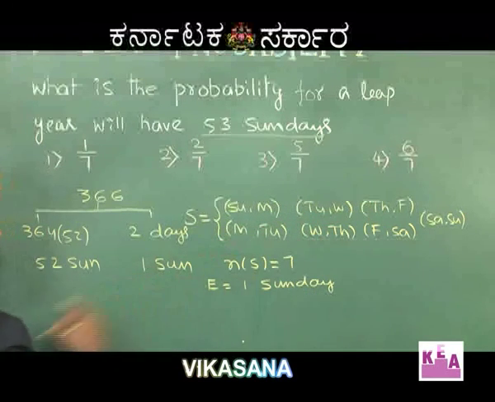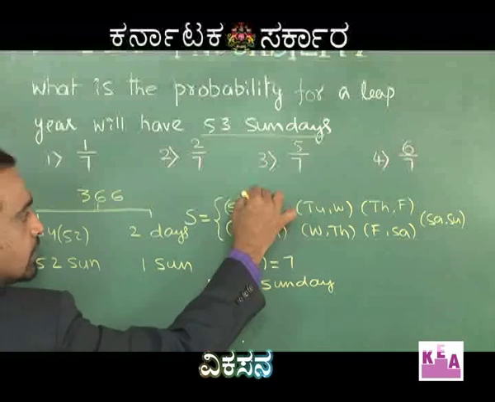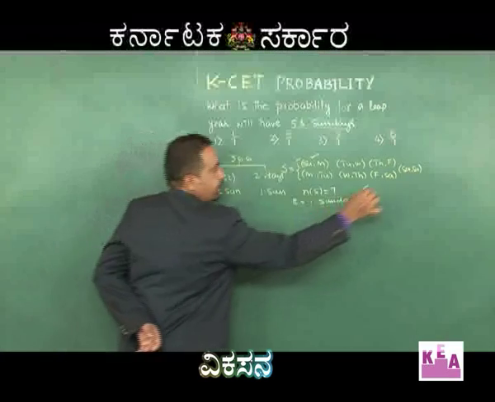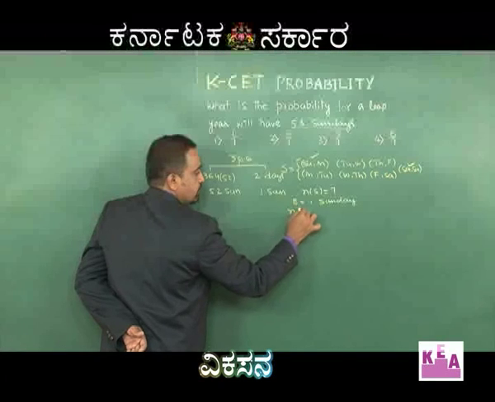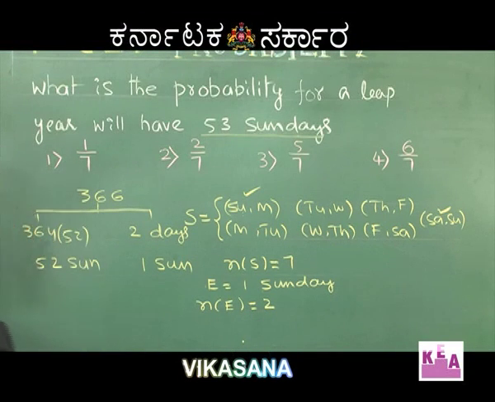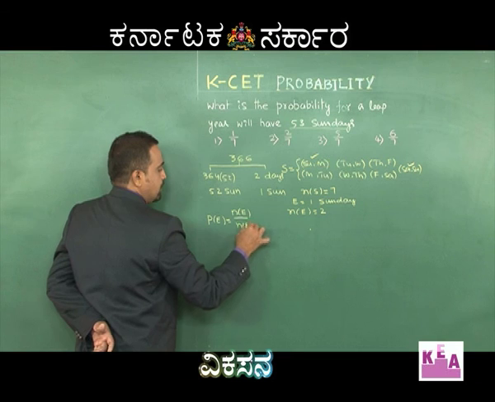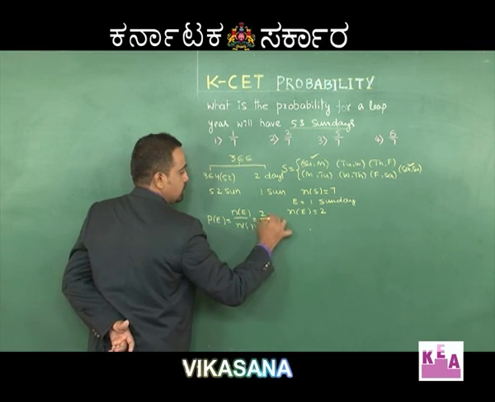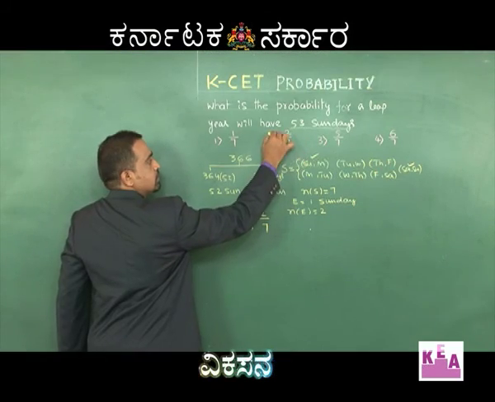In this, out of 7 cases, how many cases are showing exactly one Sunday? They are this case, Sunday, Monday, and the next, Saturday, Sunday. These 2 cases are favorable for this event E. Therefore, favorable cases for this event E is 2. Now, using the classical definition of probability, the probability of event E is N of E by N of S. N of E is 2, N of S is 7. Therefore, the second option, 2 by 7, is the correct option.